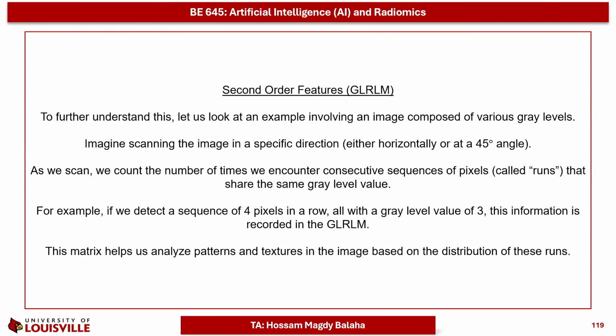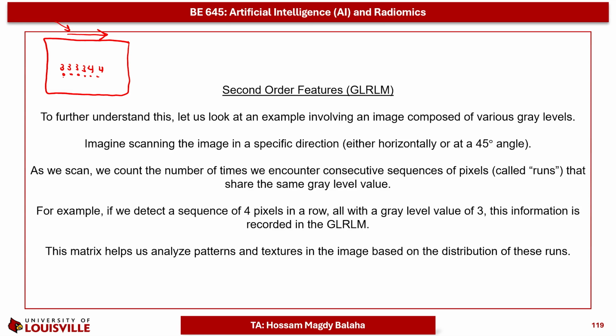So, to understand the meaning, let's assume that we have an image, and let's take the horizontal direction, or angle 0, and we are at a pixel value of 3. So, what do we do with the GLRLM? We need to find, in that direction, the number of consecutive occurrences of that pixel. Let's assume that the second pixel is 3, the third pixel is 3, and here 3, and then we encounter a pixel of 4, and then another pixel of 4.